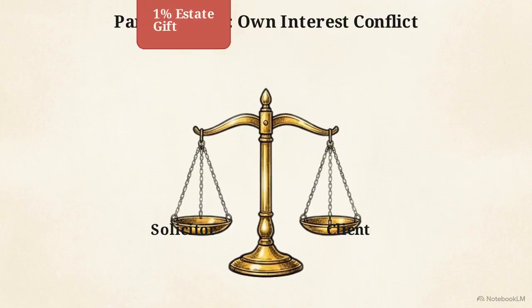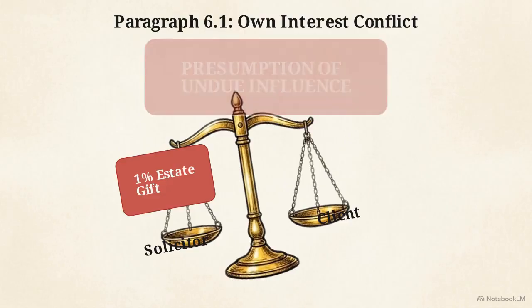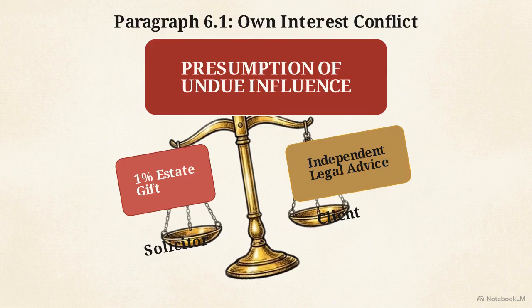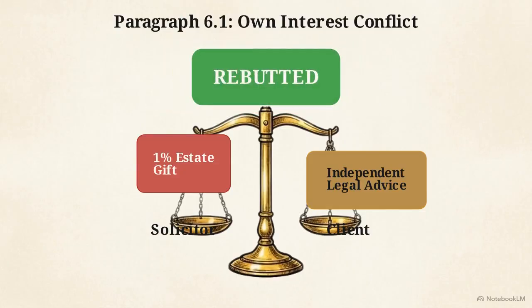If a client instructs a solicitor to draft a will including a gift exceeding 1% of the client's estate, the scale immediately tips. This automatically triggers a legal presumption of undue influence. To rebut this presumption, the solicitor must decline the instruction unless the client receives independent legal advice. Only that external validation can balance the scale.